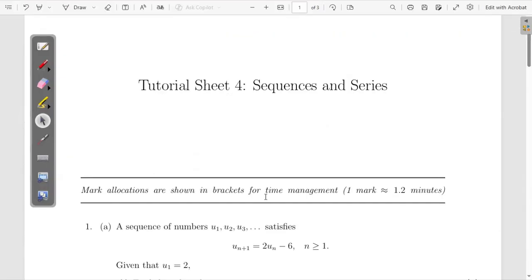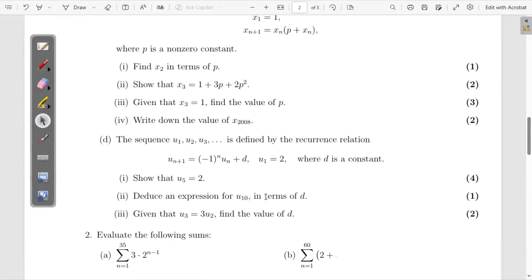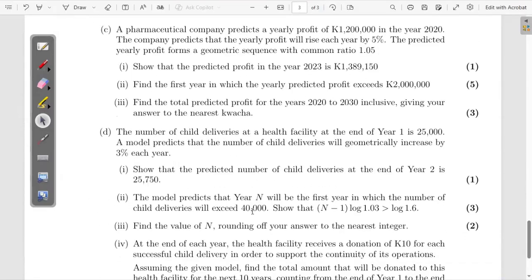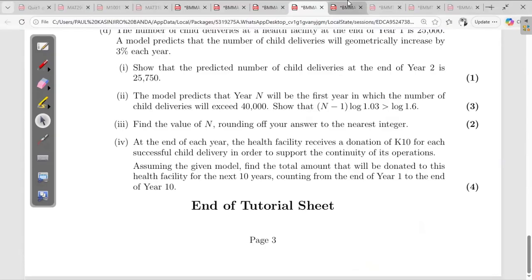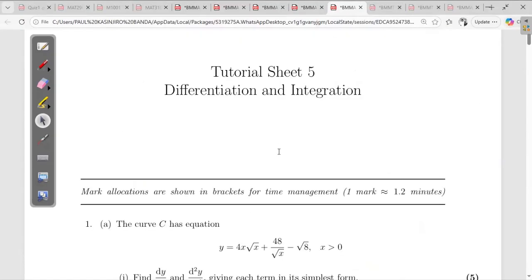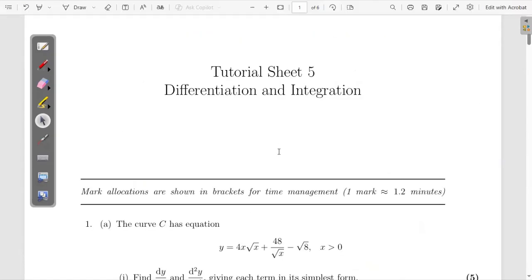Again, we've solved all the questions in this tutorial sheet. All the questions here have been solved. You can access them on the website. Tutorial sheet 5, differentiation and integration. This is a topic that most students find difficult or challenging. We've solved it, and I've shown how you can differentiate in a very easy way.